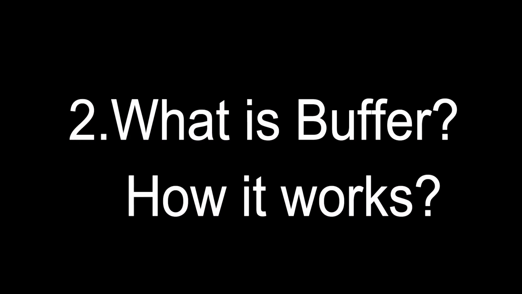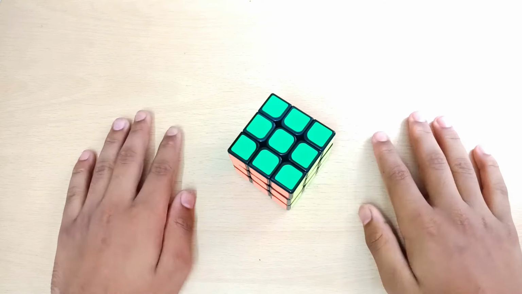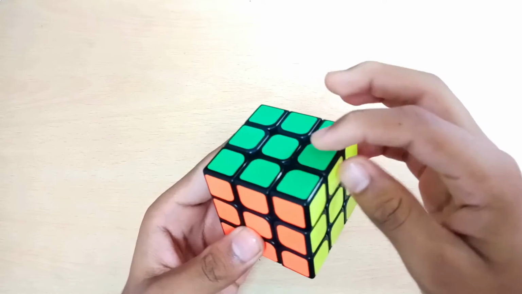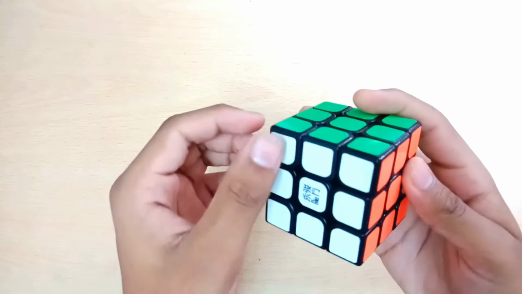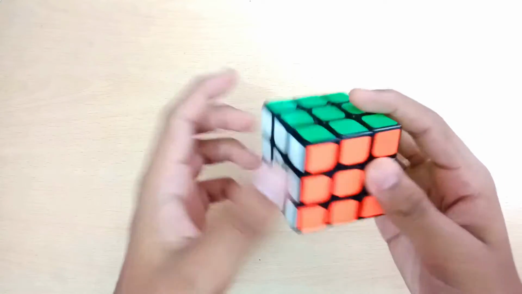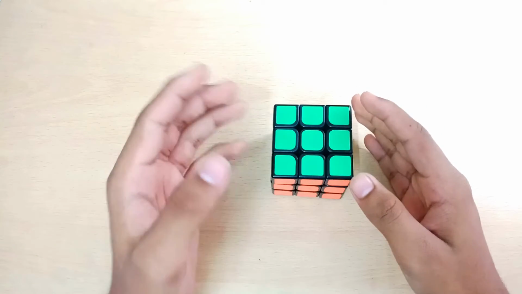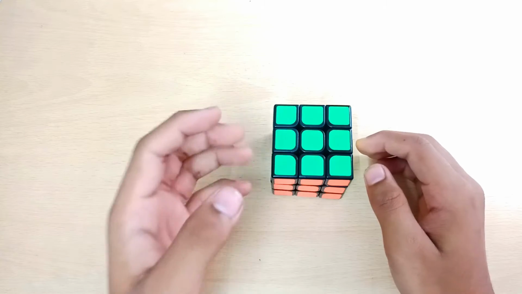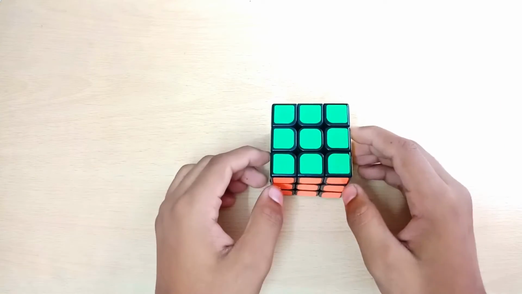Number 2. What is a buffer piece and how it works? So basically for Rubik's Cube there are 2 buffer pieces. One is this edge piece and for corners it is this piece over here. So basically a buffer piece in a Rubik's Cube is the only piece which has permission to be swapped with any other piece on a Rubik's Cube.